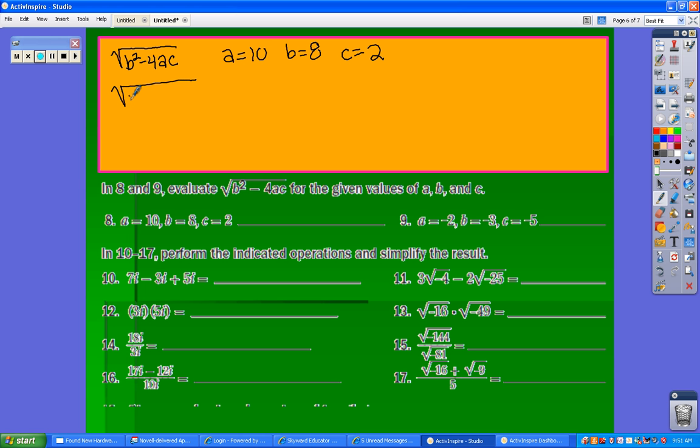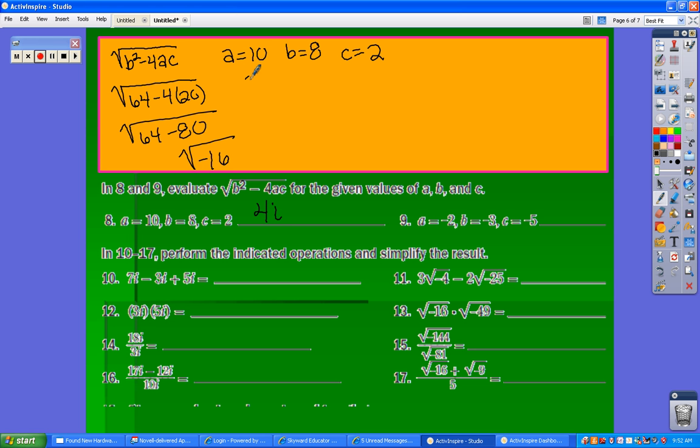Square root of b squared is 64 minus 4 times a times c is 20. Square root of 64 minus 80. Square root of negative 16. Negative means it's imaginary. Square root of 16 is 4. My answer is 4i.